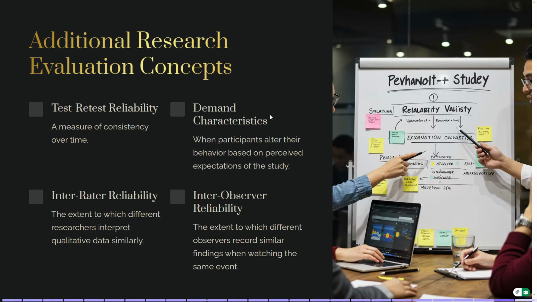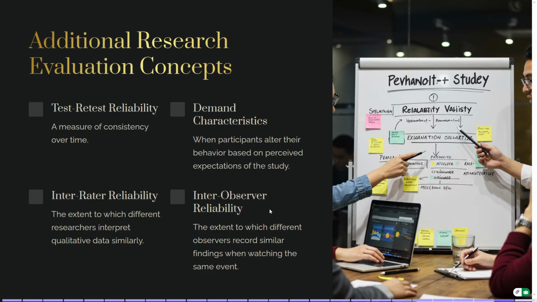Another concept is demand characteristics. This is when participants alter their behavior because they perceived something around the study. Because they perceived that maybe there could be this or that in this study, or maybe there could be a particular test at the end, then they change their behavior to be maybe more attentive in class because they perceive that there might be a test. So those are demand characteristics.